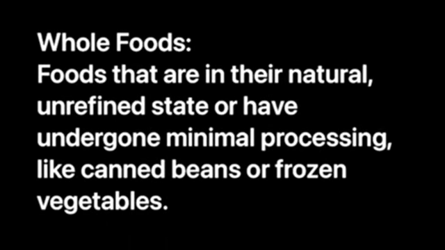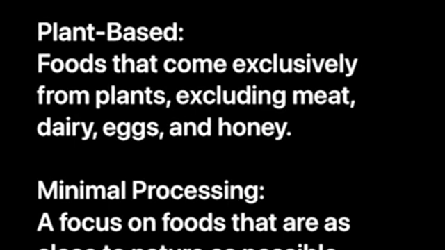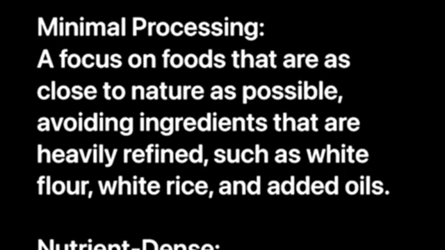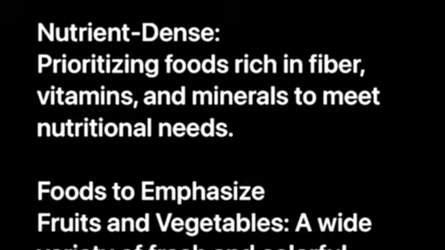Key principles: whole foods. Foods that are in their natural, unrefined state or have undergone minimal processing, like canned beans or frozen vegetables. Plant-based. Foods that come exclusively from plants, excluding meat, dairy, eggs, and honey. Minimal processing. A focus on foods that are as close to nature as possible, avoiding ingredients that are heavily refined, such as white flour, white rice, and added oils. Nutrient dense. Prioritizing foods rich in fiber, vitamins, and minerals to meet nutritional needs.